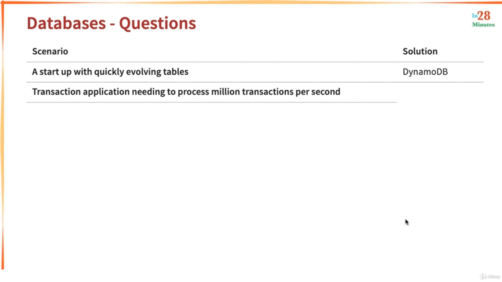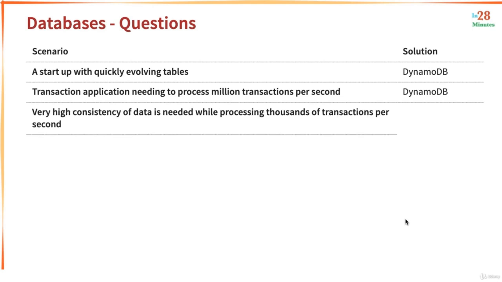The second question is a transactional application which needs to process millions of transactions per second. In this kind of situation, there is only one option, which is DynamoDB. While relational databases are awesome in ensuring that your data is really, really consistent and you have strong transactional capabilities, they cannot scale as much as DynamoDB can.